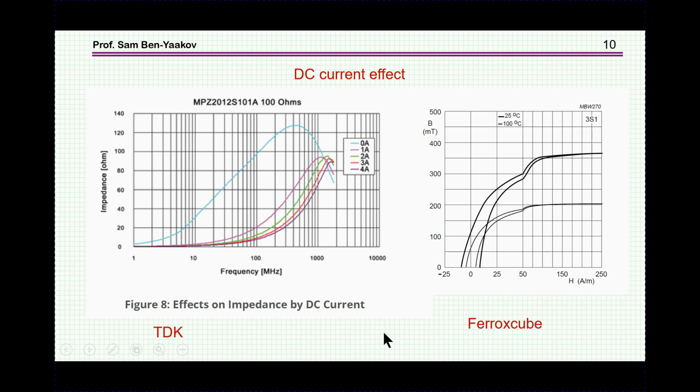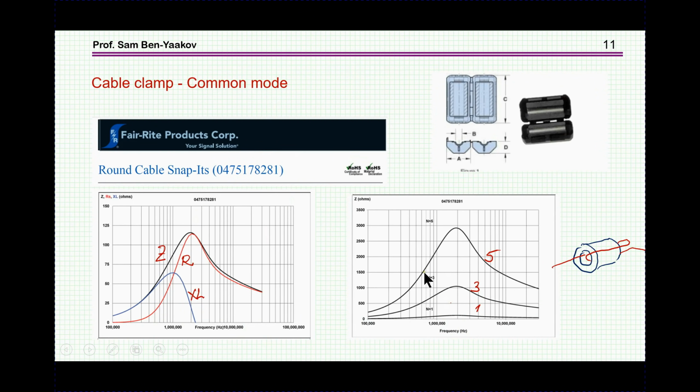Another one is temperature dependence. These materials are also temperature dependent. You can see it here. In fact, this is the hysteresis curve for 25 degrees, and this is for 100 degrees. So there's quite a bit of a difference between these two.